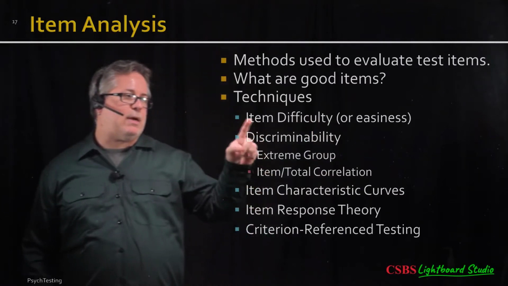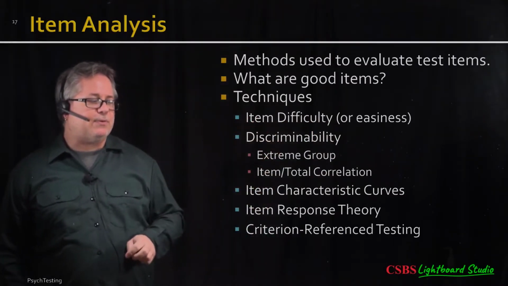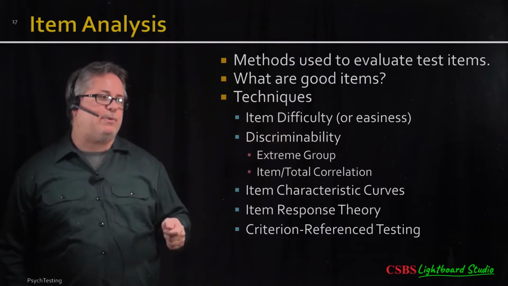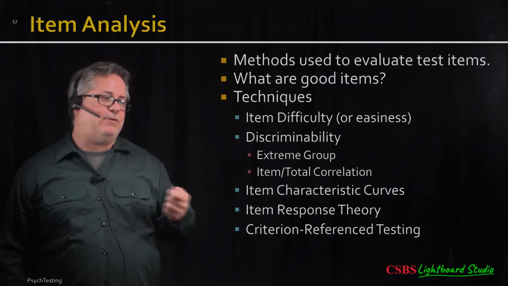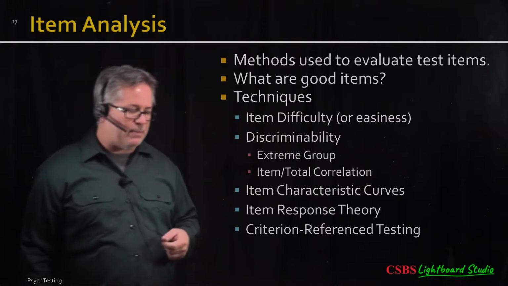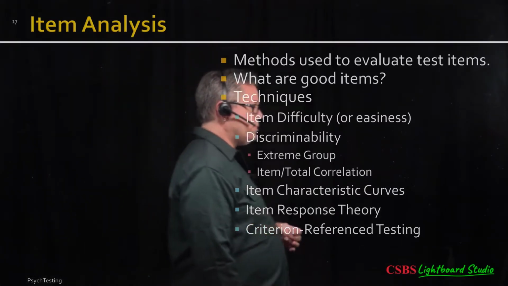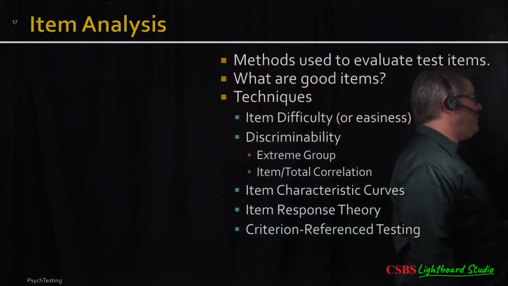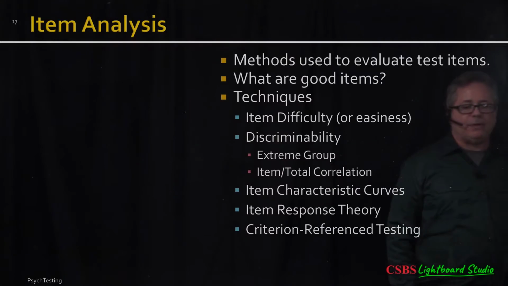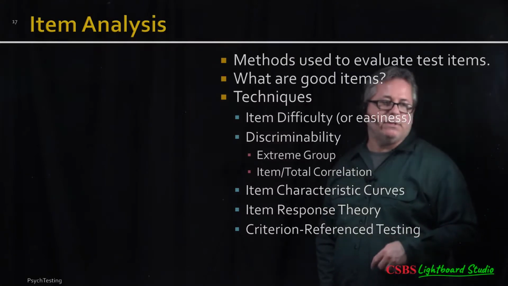And the weird thing about item difficulty is that it's called difficulty, even though the higher the number is, the easier the item is. So it really should be called item easiness. The name is a little bit misleading. Higher scores typically mean that the item is easier. So the fact they call it difficulty is sort of confusing, but that's just how it is.